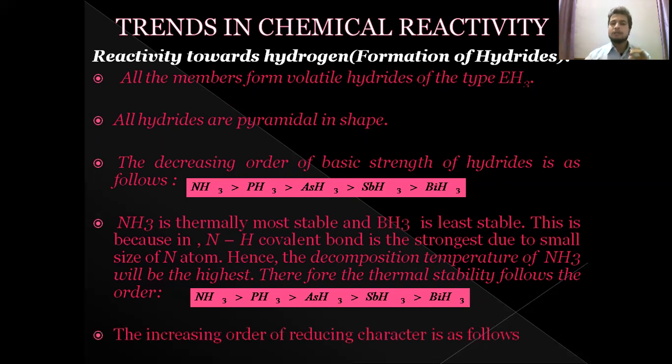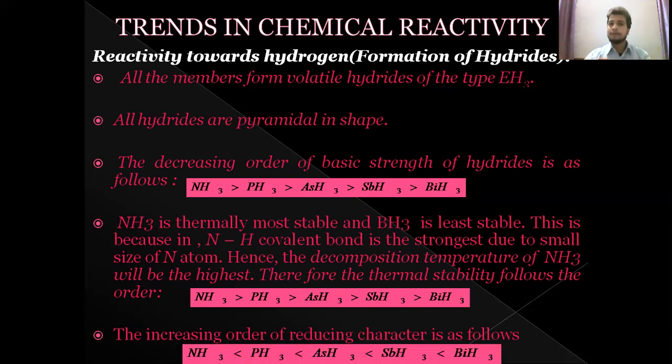When we talk about the reducing character, it's the same concept. Remember that when the bond will break easier, in BiH3, what will happen? Hydrogen will be given very easily. When the bond will not break in ammonia very easily, hydrogen will not be given easily. As a result, when a system can give hydrogen easily, it will act as a better reducing agent than the other system. So bismuth hydride will be a very good reducing agent compared to ammonia. So it is just the opposite case.